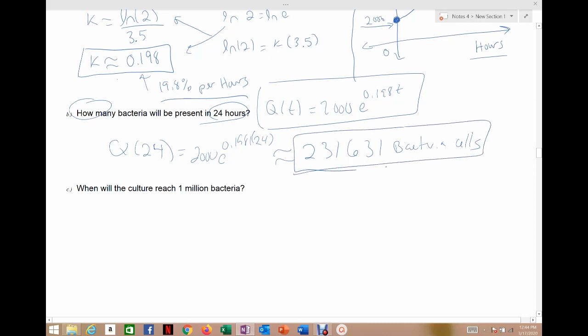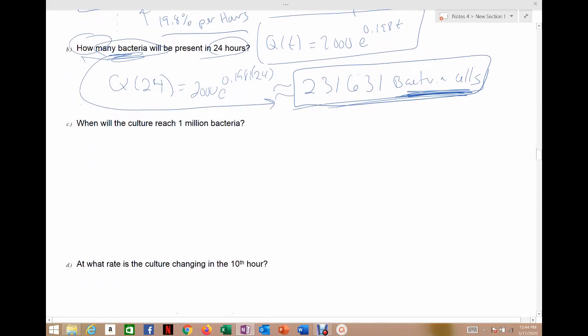Alright, remember, applications. You don't want to lose points for not including the context. That big number isn't just a number, it's a number with context. So make sure you include the context. Answer the question, right? How many bacteria? Well, that's how many bacteria.